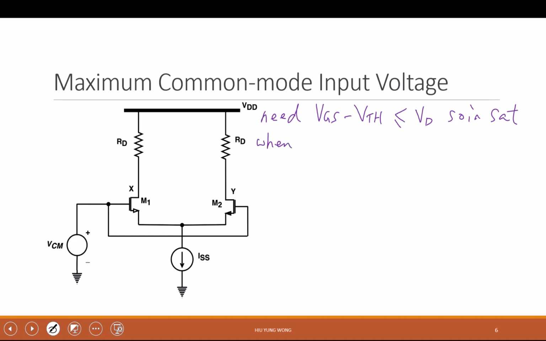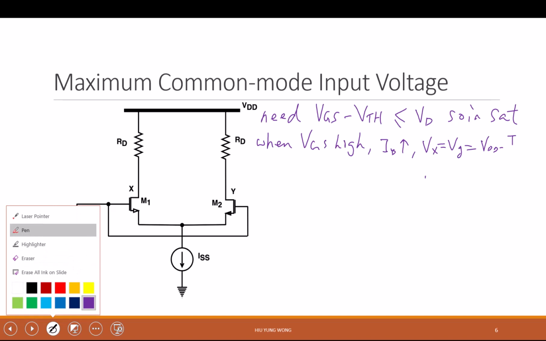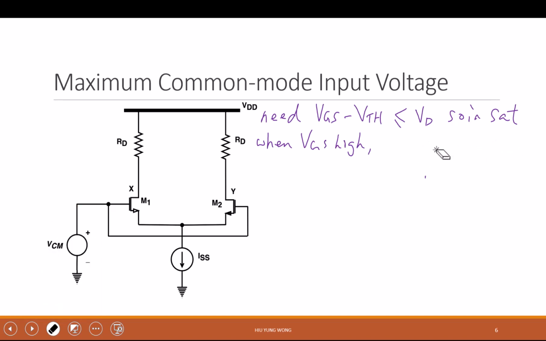If you don't see it, when VG is high, then ID increases, then Vx, which is equal to Vy, which is equal to VDD minus I... Actually, VD does not increase. I'm sorry, because in this situation, ID does not increase, because ID is always ISS divided by 2. Okay, you just keep increasing your VG, right? When VG is high, VGS is too high, then eventually you go into linear mode.